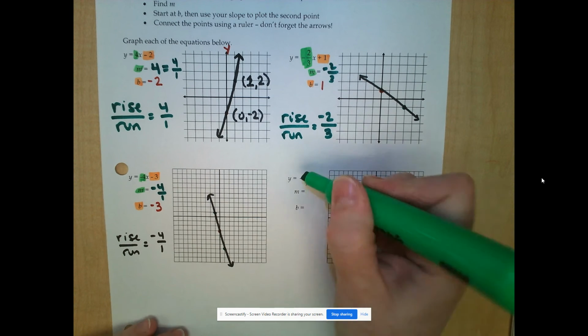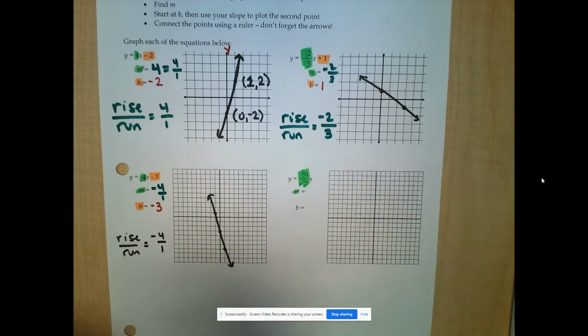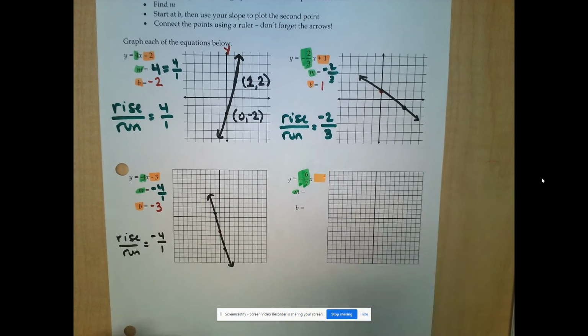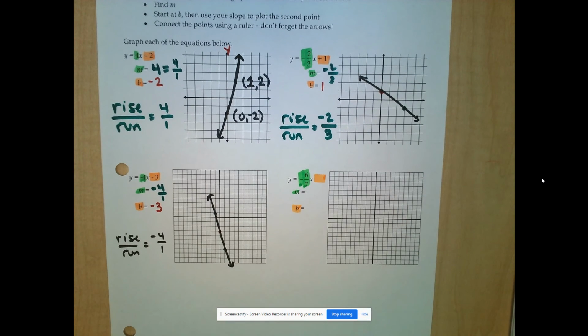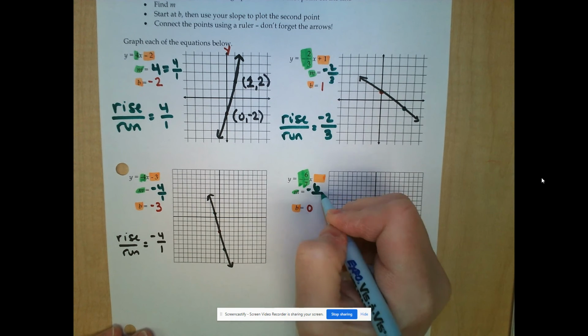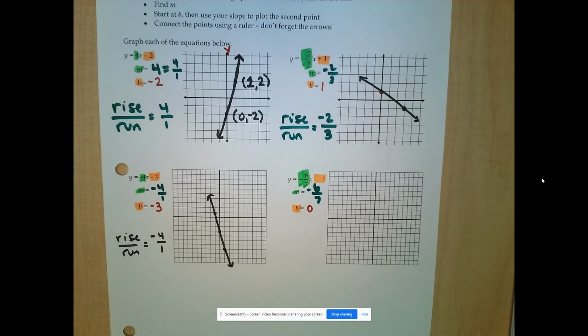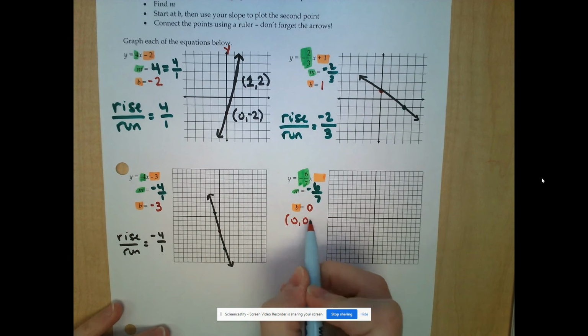Last but not least, my slope is -6/7. But what is my b value? Do you notice there's nothing here after the x? That makes my b value 0. So +0, and I've got a slope of -6/7, which is already in fraction form. This one is going to be a direct variation. It goes through the origin.